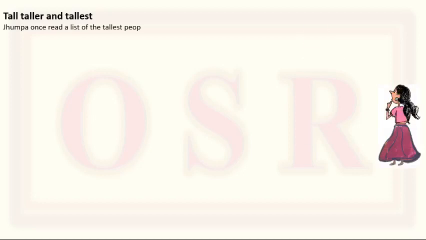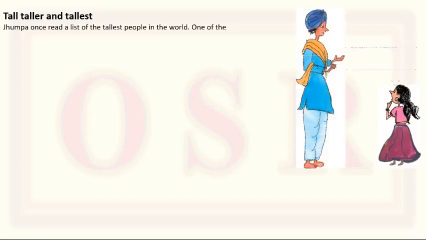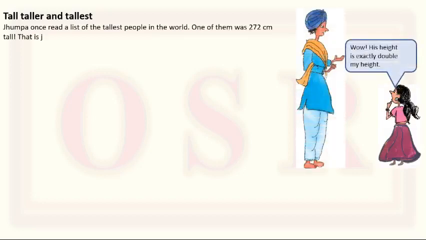Thampa once read a list of the tallest people in the world. One of them was 272 centimeter tall. That is just double of Thampa's height. How tall is Thampa? Calculate fast, guys. It is 272 by 2, that is 136 centimeters.